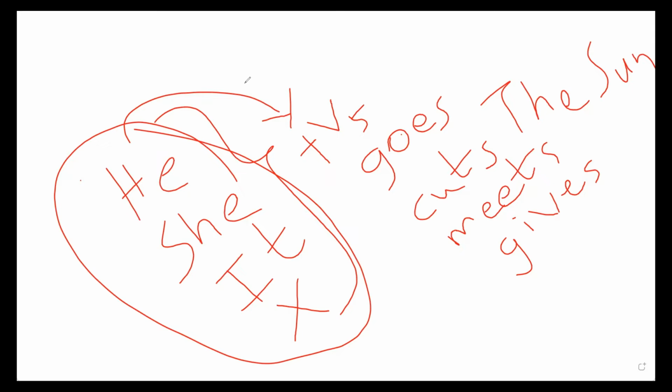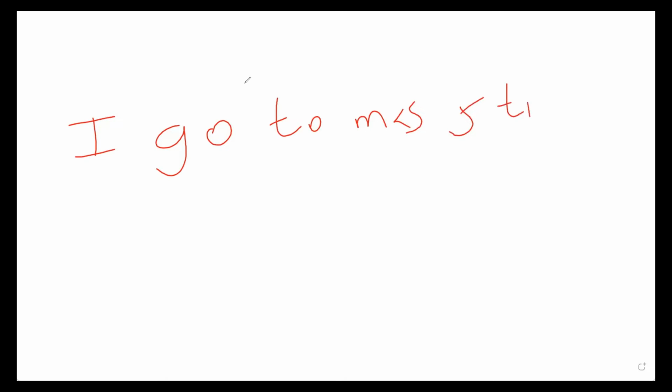Okay. Right. Now we are going to move to the sentence. In each tense, we have four formats. For example, I am writing you a sentence. I go to masjid 5 times a day. Can you say the Tamil meaning of this sentence? I go to masjid 5 times a day.